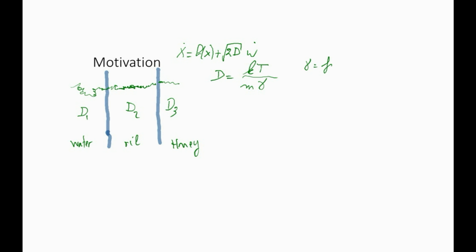So gamma is friction, and in general we have the expression that it depends on the size: let's suppose we have a ball that is diffusing of radius a, so this is 6 pi a eta, where eta is the viscosity. So what do we have here? We have basically three different viscous fluids, so we have three different diffusion coefficients.